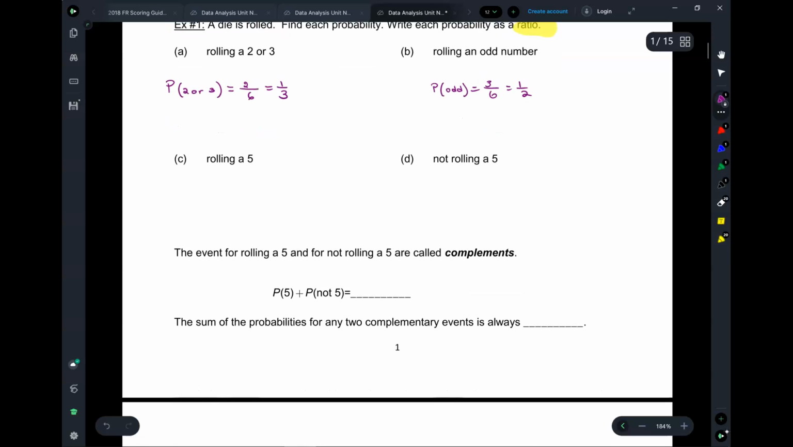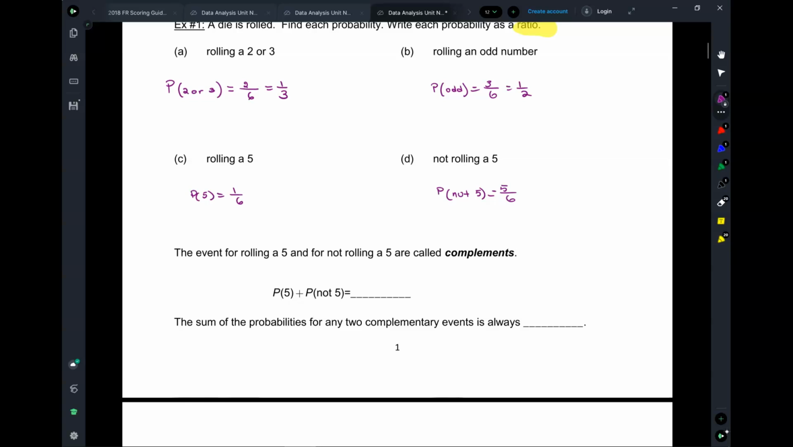How about rolling a 5? P of 5. 1 out of 6. Not rolling a 5. 5 out of 6. So we say P not 5. 5 out of 6.